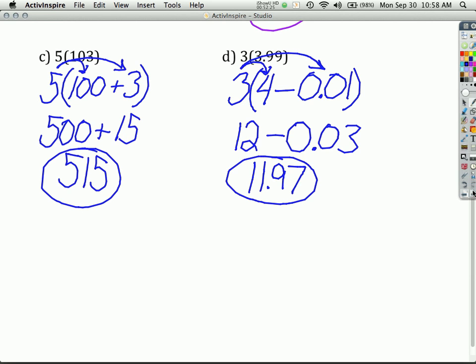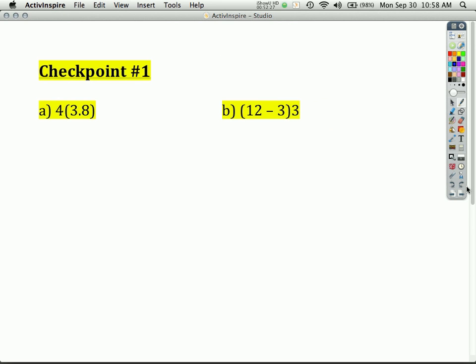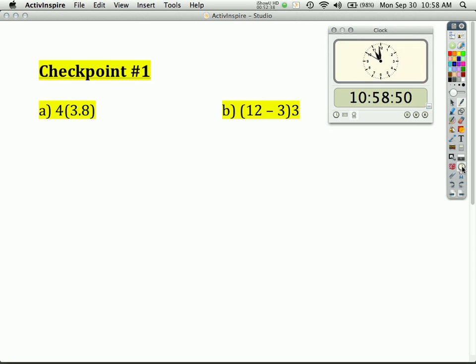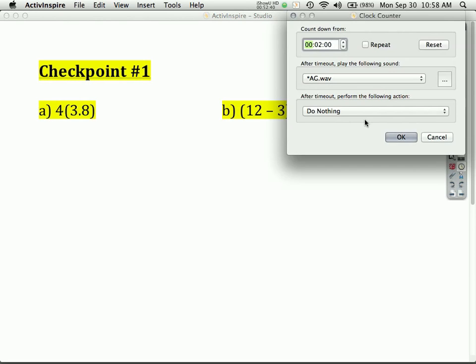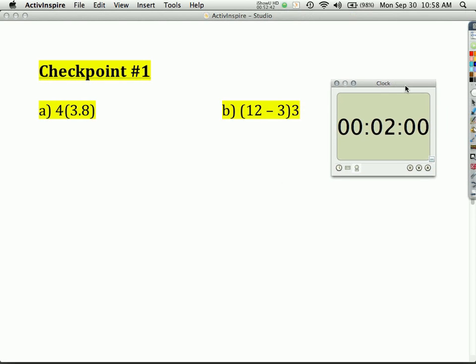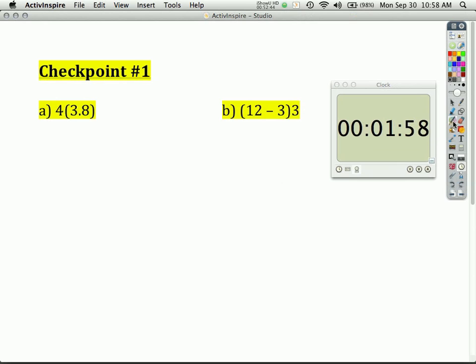You guys are doing extremely well. Keep up the good work. Let's see how you do on your own. Checkpoint number 1, A and B, you may not use a calculator and you must use the distributive property. You may not use the calculator and you must use distributive property. You got 2 minutes for 2 questions. Might have to think about it for a minute, and there's more than one way to do it.